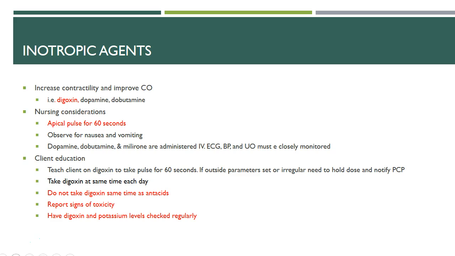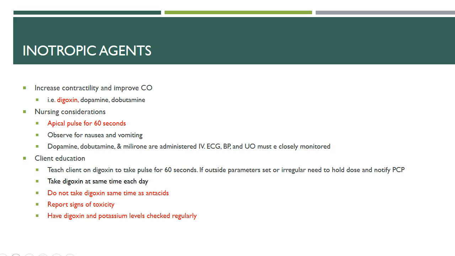So digoxin will help to increase the contractility and improve the cardiac output. Digoxin can increase the heart rate, so it's a positive chronotrope, and it will increase contractility, so it's a positive inotrope. Dopamine and dobutamine are more for critical care, so it's not really something that I want you to know about, but they are inotropic agents. So for digoxin, you're going to monitor the apical pulse for 60 seconds, observe for nausea, vomiting.